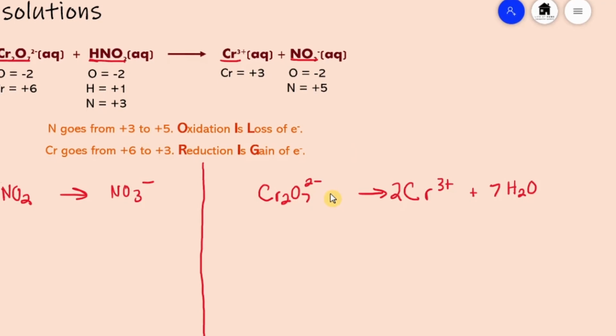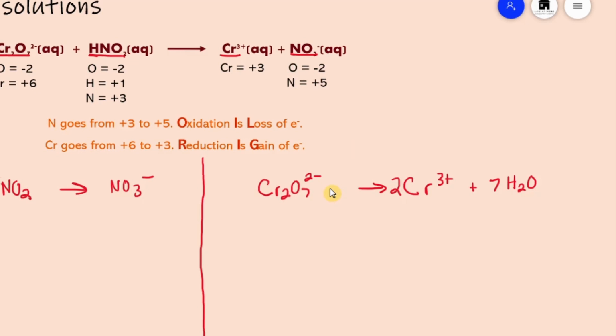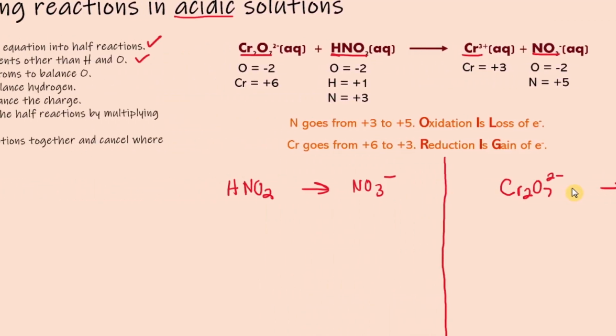So I'm going to put 7 waters to give me the 7 oxygens that I need. In this case, I've got 2 oxygens on my reactant side, 3 on my product side. So I'm going to need 1 water over here in order to get that extra oxygen that I need. So we've balanced our oxygens.